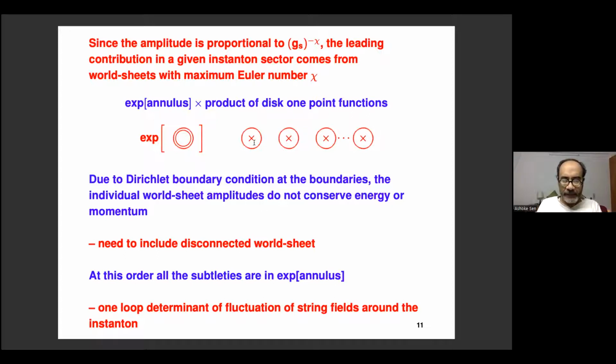Now at this order, these all give finite contributions. You don't have to use string field theory. You can in fact evaluate these just by using worldsheet methods, standard worldsheet computation. So all the subtleties are in the exponential of the annulus diagram, because this is where the divergences of the kind that I was talking about come in, and we'll see explicitly where the divergences are. Physically, this exponential of the annulus can be thought of as a one loop determinant of fluctuation of string fields around the instanton.